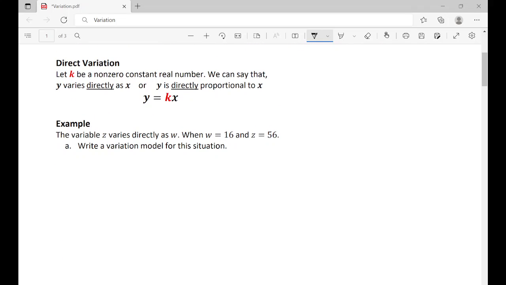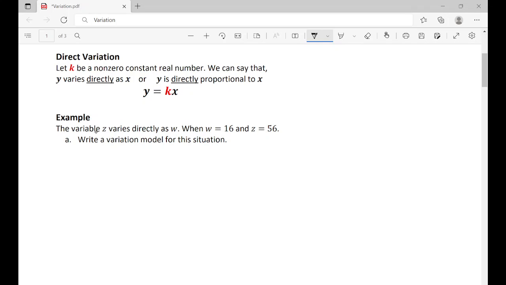So, direct variation. Let k be a non-zero constant real number. We can say that y varies directly as x, or we could say that y is directly proportional to x. Either way it's said, it comes out as y equals kx.